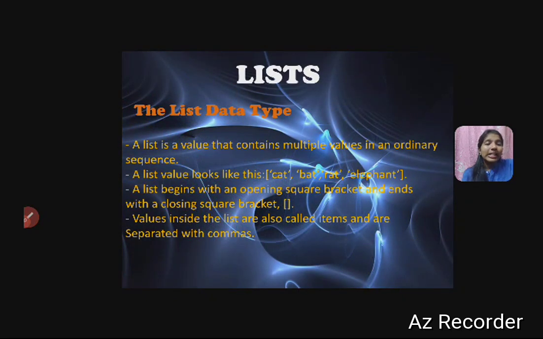List. The list data type. A list is a value that contains multiple values in an ordered sequence. A list value looks like this: cat, bat, rat, elephant, which are in string form and are enclosed in square brackets. A list begins with an opening square bracket and ends with a closing square bracket. Values inside the list are also called items and are separated with commas.